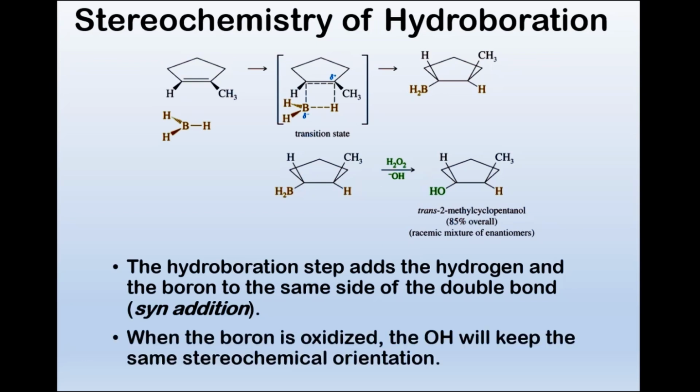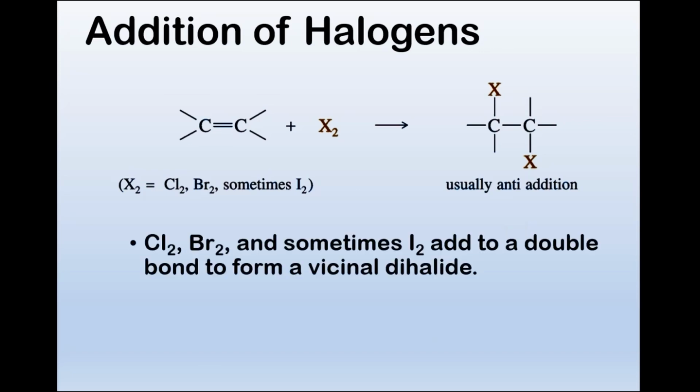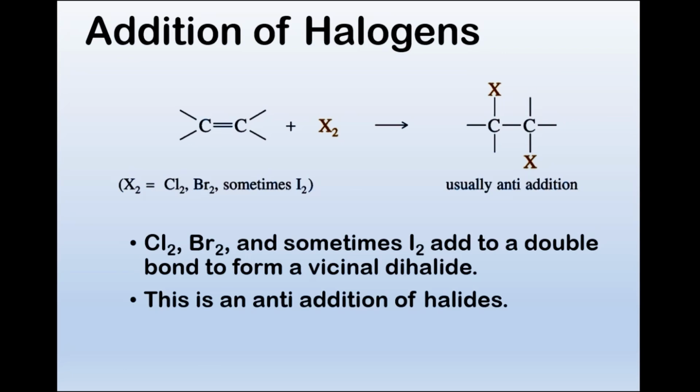And then when its boron is oxidized, the OH will be on the same side. So there's the syn addition. Now let's look at adding a halogen. Mainly these two. We're not going to worry about iodine right at the moment. And notice they've drawn one going up and one going down. So we call this anti-addition. And we form a vicinal dihalide.